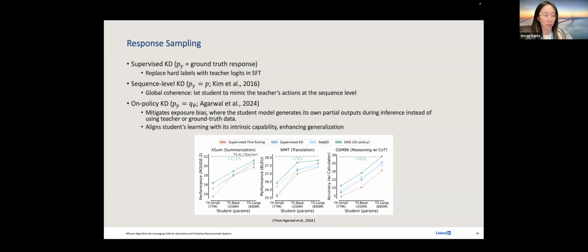And another benefit of it is it only tries to align the student's learning with its intrinsic capability, without bluntly trying to let the student match the generation from something that might be beyond its generalization ability, either the ground truth or the teacher's generation.